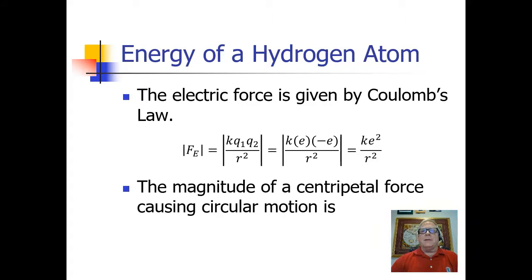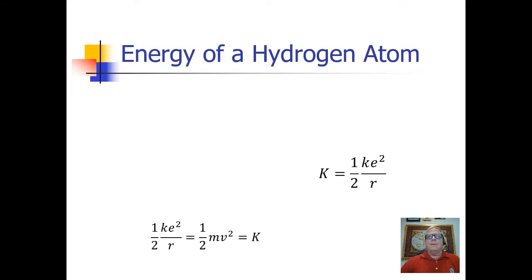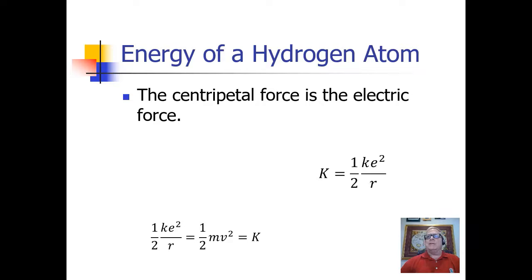We also need to know the centripetal acceleration formula, the centripetal force formula, which if you recall from last year is mv squared over r, where v is the speed of the particle in its orbit, m is its mass, and r is the radius of the orbit. Well, the basic idea here is that the centripetal force is the electric force. The electric force is what's causing the electron to go around in a circle.